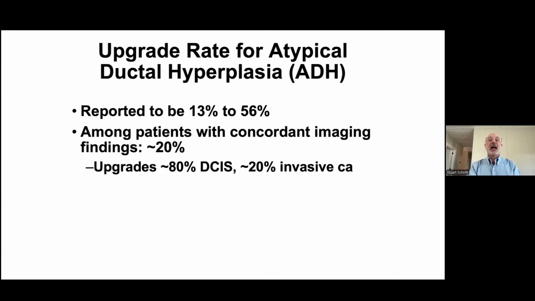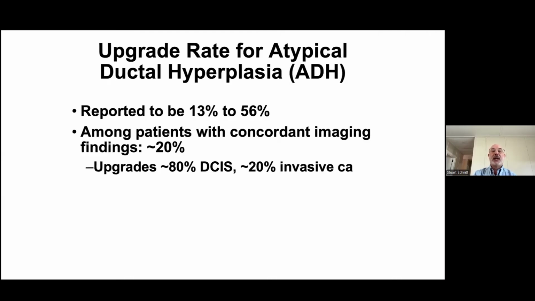However, we recognize now that some of these older studies didn't correct for other abnormalities like other findings on the mammogram, the number of sections that were taken, et cetera. So what we now do is primarily focus on patients with concordant imaging findings in which the findings on the imaging studies correlate with what's seen on the biopsy. So even in these situations, among patients with concordant imaging findings, the upgrade rate for atypical ductal hyperplasia is about 20%.